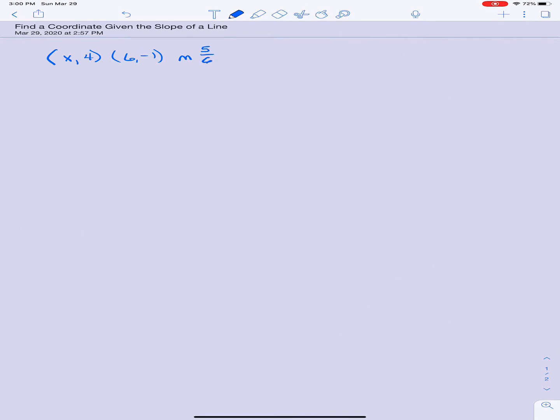of x. The easiest way that I find to do this is to go ahead and write the slope equation out, and then substitute numbers in and then solve it. So our slope equation is m equals y sub 2 minus y sub 1 over x sub 2 minus x sub 1. So we know everything but one of these. So let's go ahead and start. We know that our m is going to be 5/6.